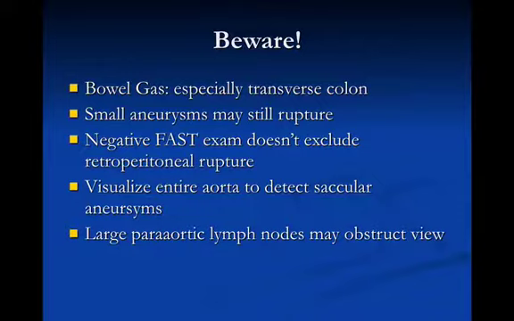Remember that a negative FAST exam doesn't exclude retroperitoneal rupture. And remember to visualize the entire aorta to detect any possible saccular aneurysms. Sometimes large periaortic lymph nodes may obstruct your view. Usually these are in lymphoma patients, tuberculosis patients, or HIV patients.